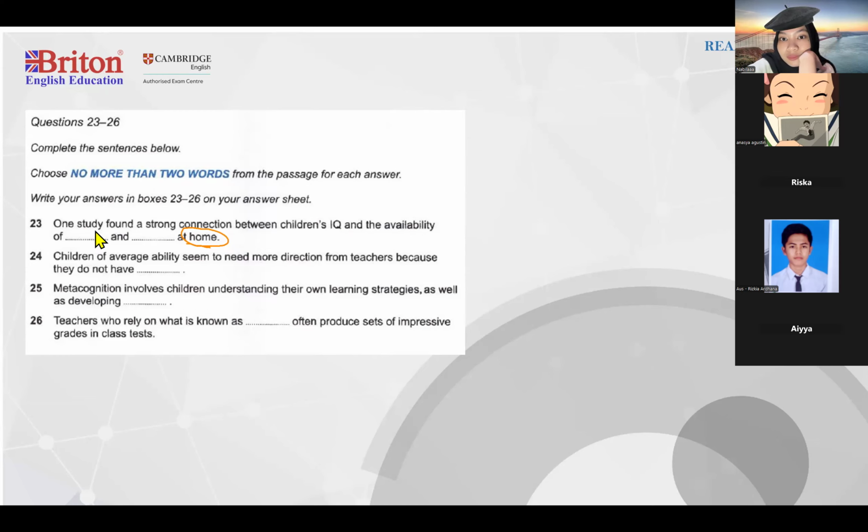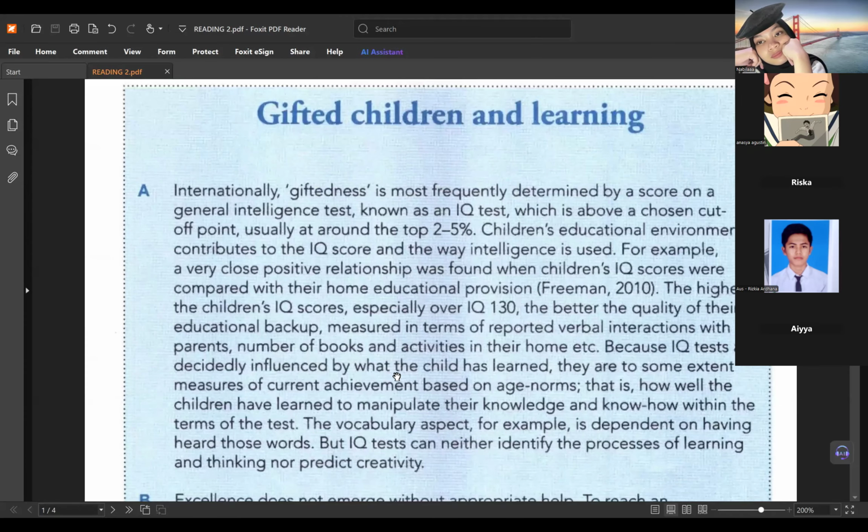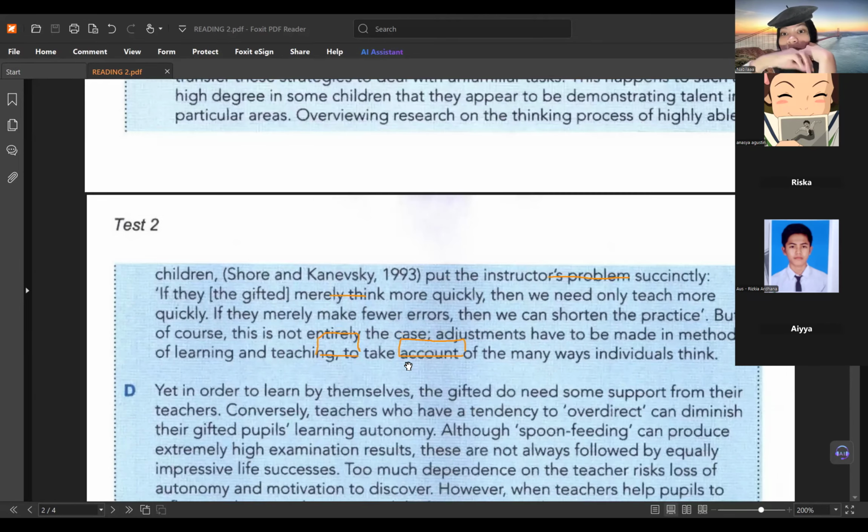So, how many items do we need to find at home? 2 items, right? So let's see. What item at home can affect children's IQ? 2 item di rumah yang bisa mempengaruhi IQ anak. So in paragraph A, let's skim. So there is children's IQ there. Books and activities, sir. Very good. There you go. Books and activities. That's the answer, guys. Okay, see, just from the keyword home, because this is the only part that talks about home. You will not find home being discussed in the other paragraphs.